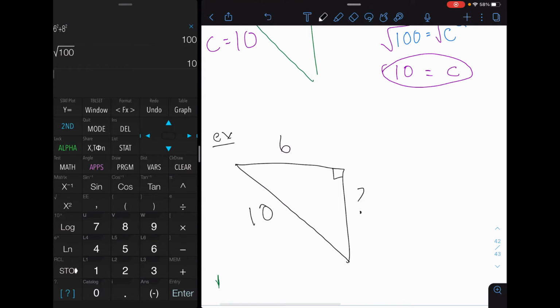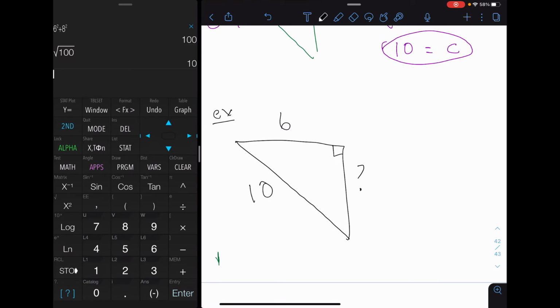So I have my side A and C. But what is B? This is what we do. Write down your formula. A squared plus B squared equals C squared. Aquí tenemos la A y la C, pero no la B. So just plug in the numbers. Pongan los números.